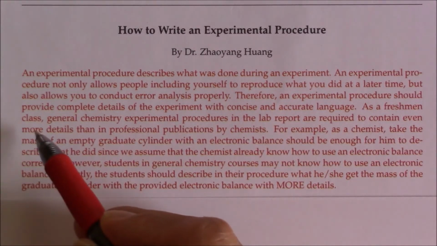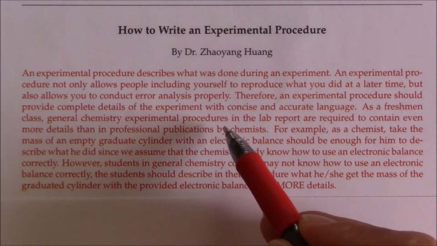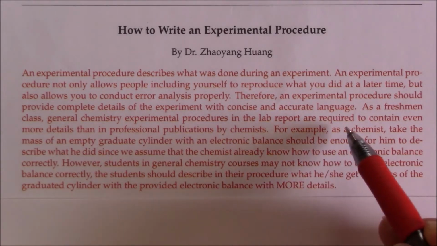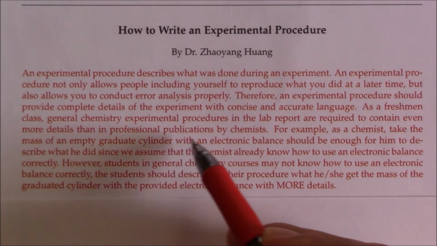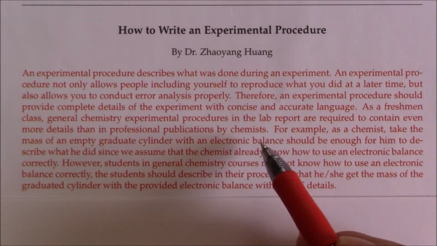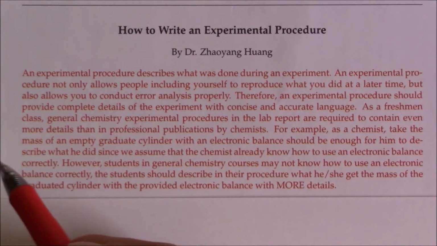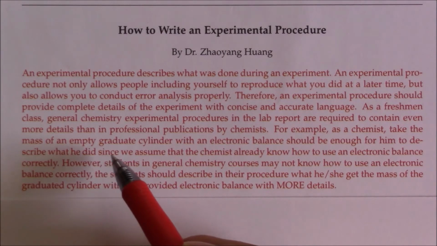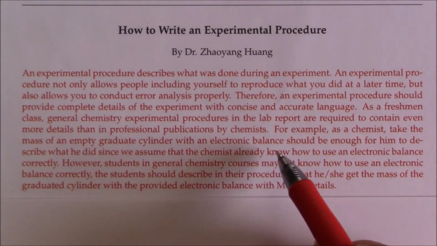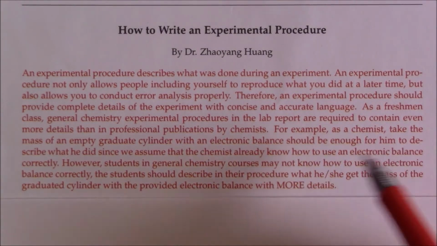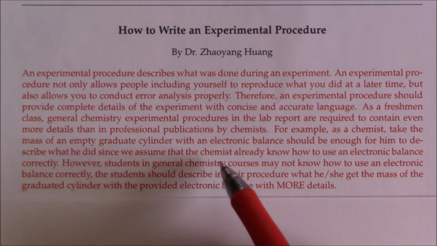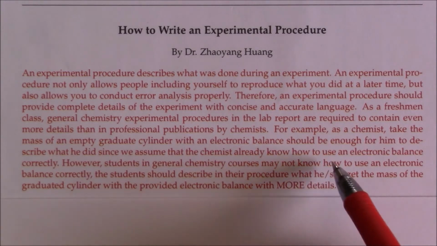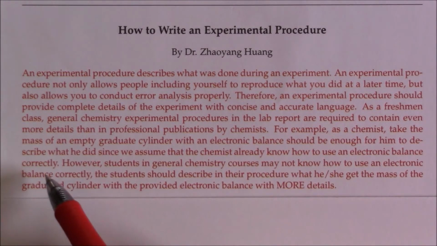As a freshman class, general chemistry experiment procedures in the lab report are required to contain even more details than in professional publications by chemists. Let me give you an example to explain what I mean. As a chemist, "take the mass of an empty graduated cylinder with an electronic balance" should be enough for him to describe what he did, since we assume that the chemist already knows how to use an electronic balance correctly.